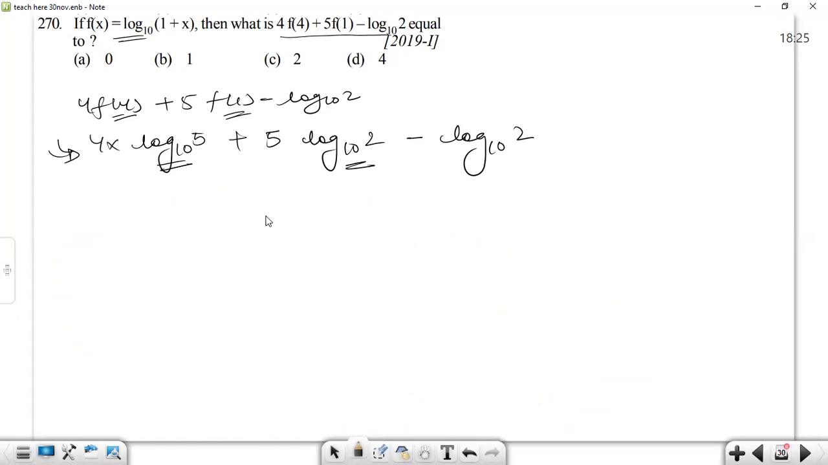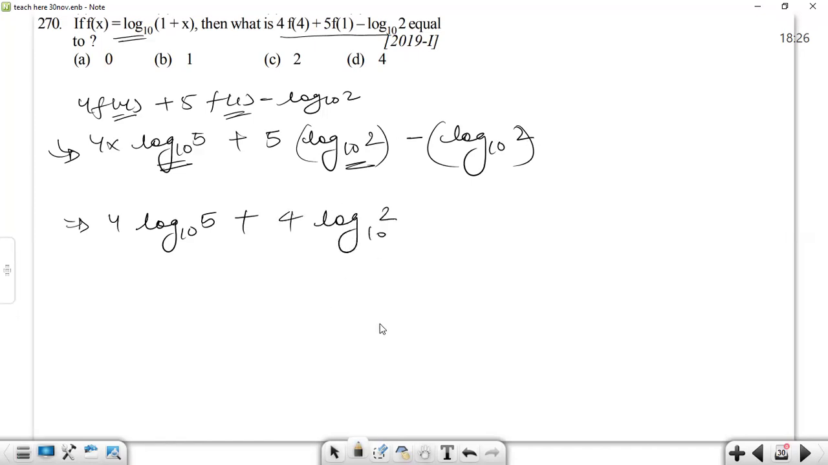Now you have to tell me a property. First of all, solve the basic sum. This is common, right? If we take this common, what will be left? 4 log 10 to the power 2. Log of 2 to the base 10. Yes. So let's take 4 common.